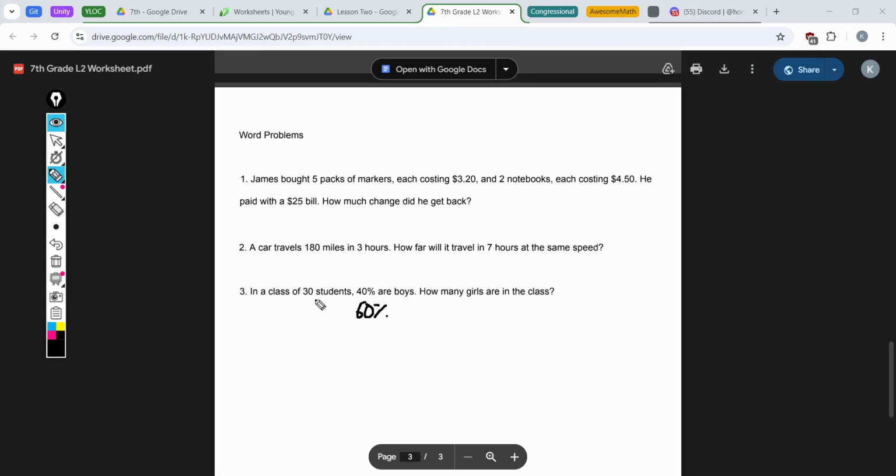So 60% of 30, well, 60% is equal to 0.60. So you could just multiply these. 30 times 0.60, and that will give us 18. So there are 18 girls.